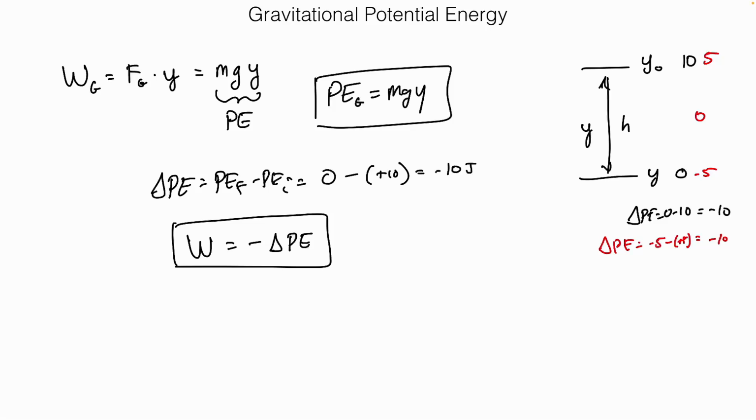What if I call the top point 0? What would the floor then be? Minus 10. What's our change in gravitational potential energy? Minus 10 minus 0, still minus 10. What doesn't change no matter where we put 0? The change in potential energy.